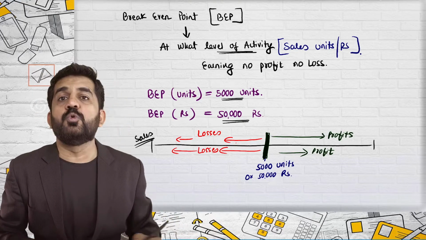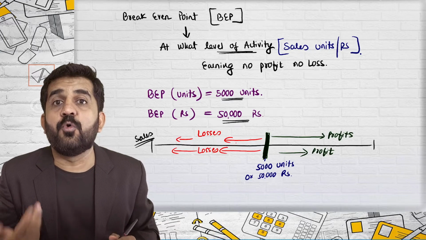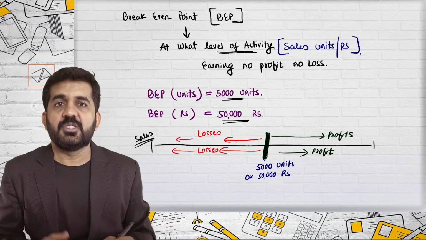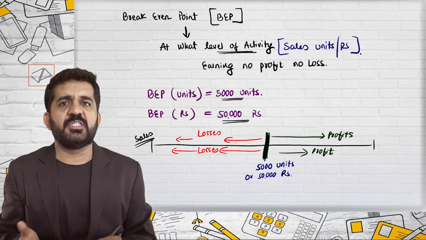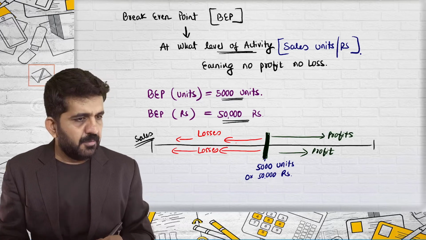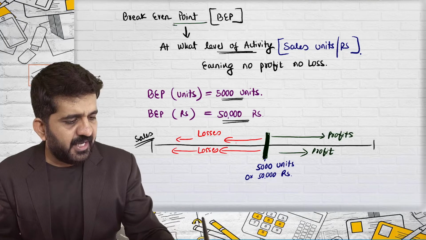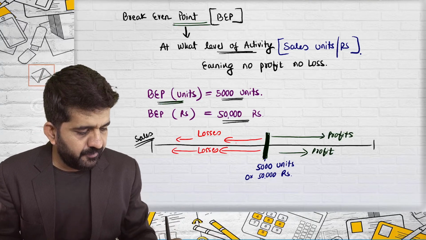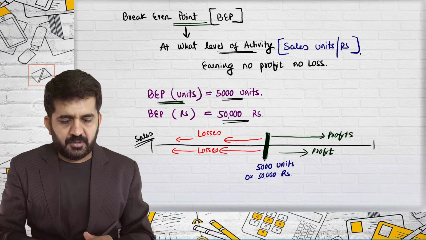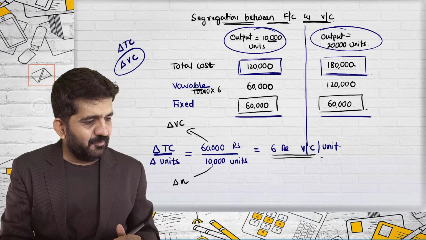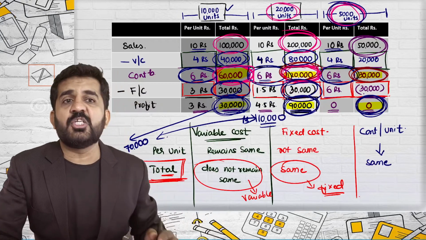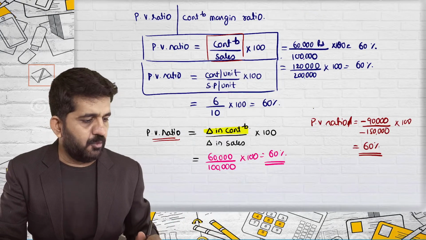This point is used to decide or to forecast whether you will be earning profit or incurring losses. Below break-even, you are incurring losses. Above break-even, you will be earning profits. This is the concept of break-even point, but we have not yet understood how to find it out. We were solving some questions and we got a profit of 0 rupees. But this is not how we will find the break-even point every time.